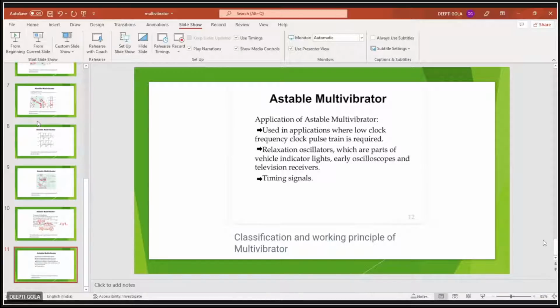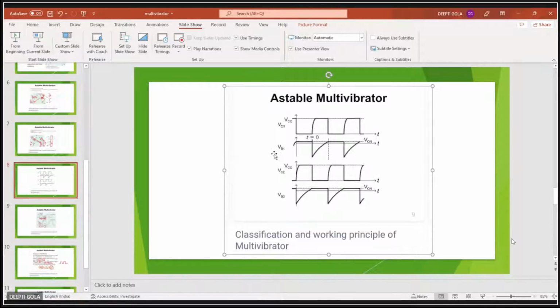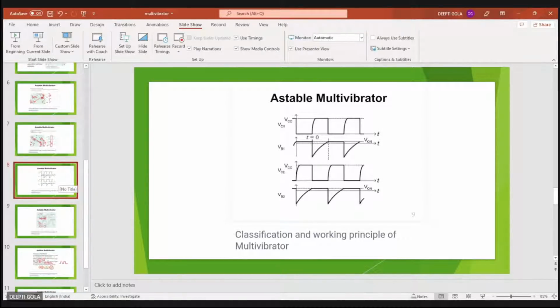This same waveform is given in your manuals also. So try to achieve this kind of waveform at the output, and you have to show the output at VC1 and VC2 both. Also check at the base terminals. Okay, if you have any doubt, you may ask.